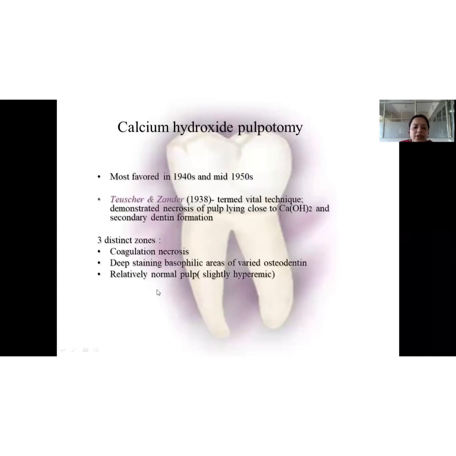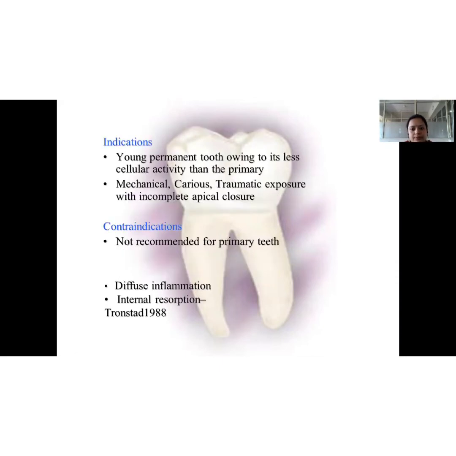Now calcium hydroxide pulpotomy. Most favored in the 1940s and mid 1950s. Pressure and Zander termed it the Whiteley technique. This is vital. It demonstrated necrosis of pulp lying close to calcium hydroxide and secondary dentin formation, pre-existing bone, coagulation necrosis, deep staining basophilic areas of various osteodentine, and relatively normal pulp. Three zones are seen in calcium hydroxide pulpotomy.